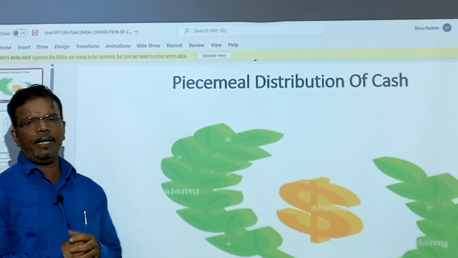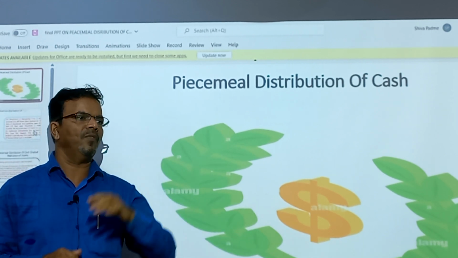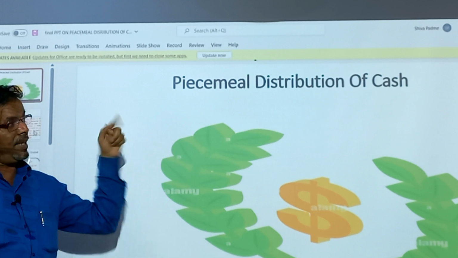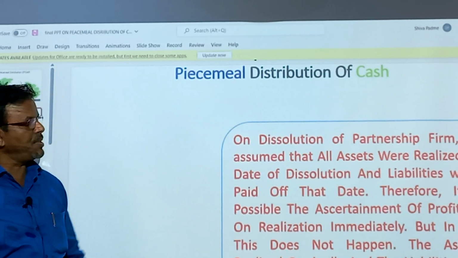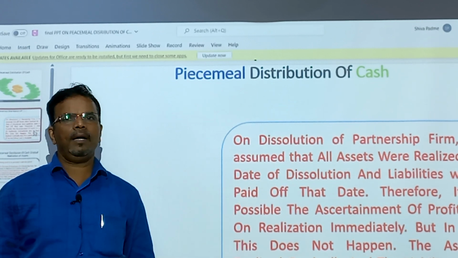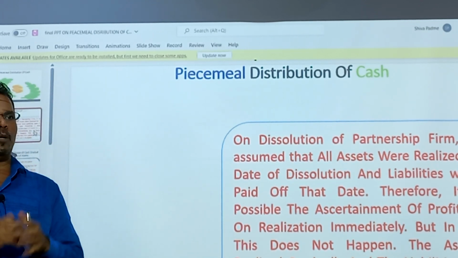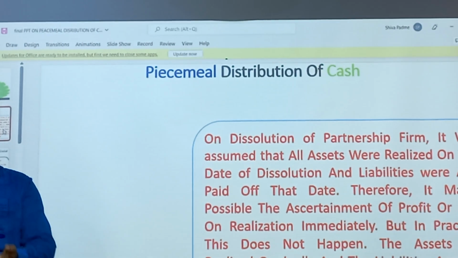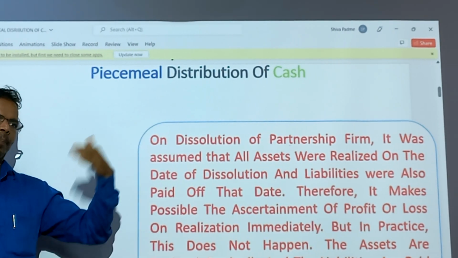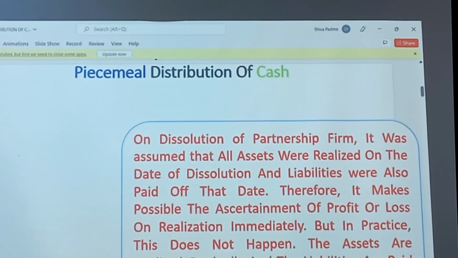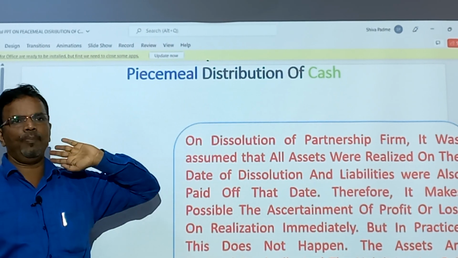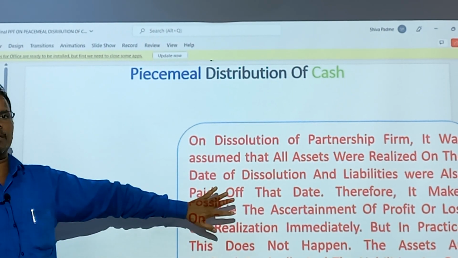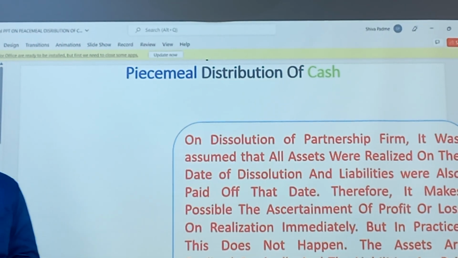Now this chapter is about the dissolution of firm. We have seen that in SYJC, dissolution of firm. In that case, we have seen that all the assets are sold in the market in a short period of time, or in a single day. We receive the cash in a single day and we pay the liability in a single day in dissolution of firm. But this is piecemeal distribution of cash. So let's understand what is meant by piecemeal distribution of cash.